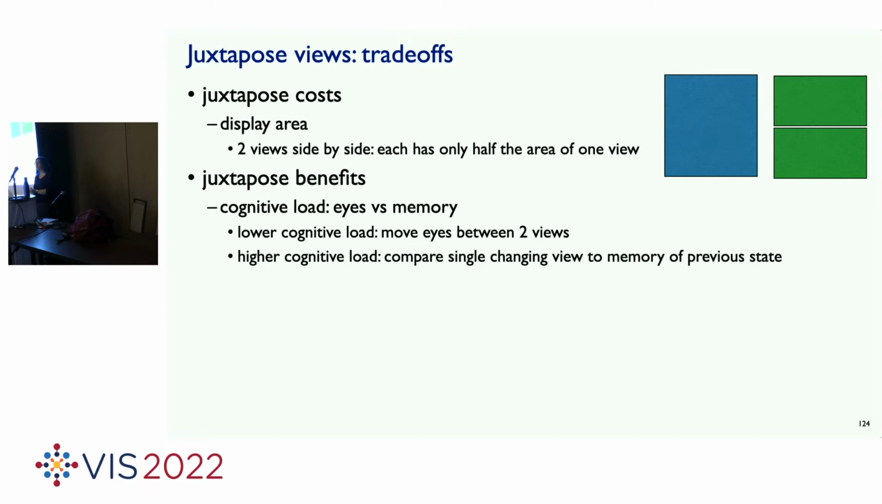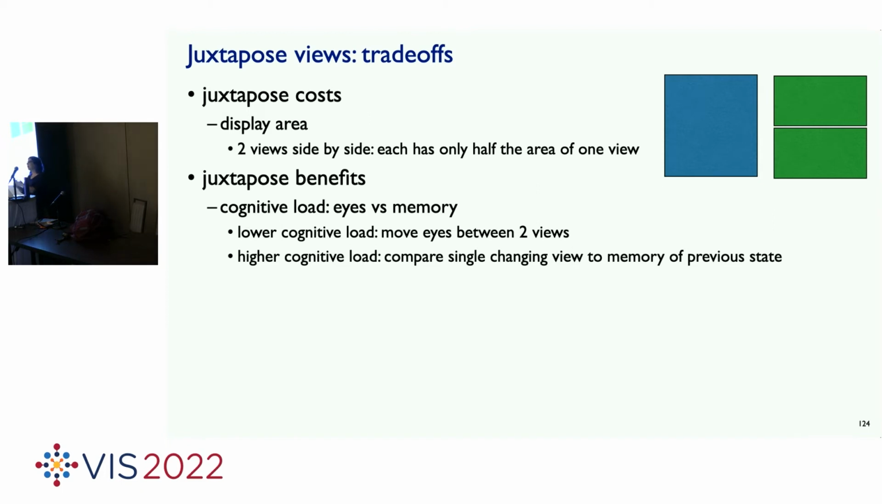So what are the trade-offs here? The cost of juxtaposing a view is you stole pixels from the other view, right? So by definition, if you split one big view versus two small views, each view must be smaller. That's so obvious, why am I even telling you this? Well, because we want to think about the costs versus the benefits. If you move your eyes between two views, that's actually very low cost compared to if you have a single view and it changes over time. What you're forced to do is remember what you saw before and compare that memory to what you see before you.